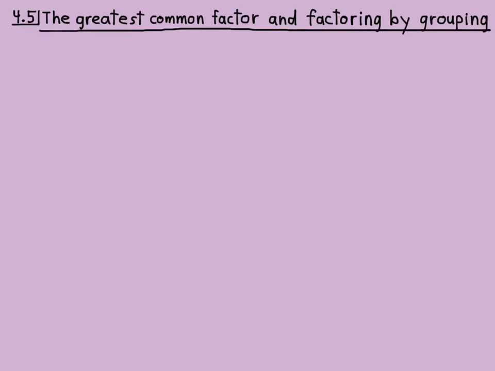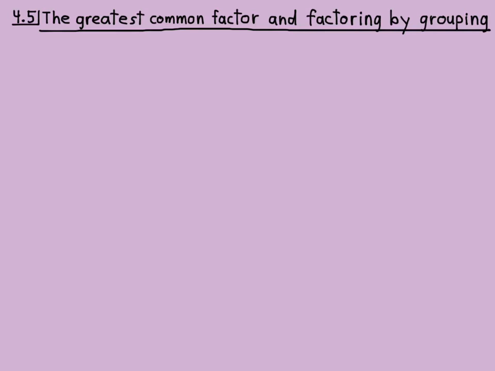Section 4.5, the greatest common factor and factoring by grouping. The homework is divided into two sections, 4.5a and 4.5b. 4.5a will be the first three videos of these four, and 4.5b will be the fourth video. In the first three, we'll talk about the greatest common factor and how to factor out the greatest common factor, and I'll show you what that means.